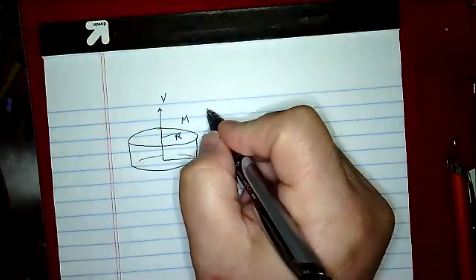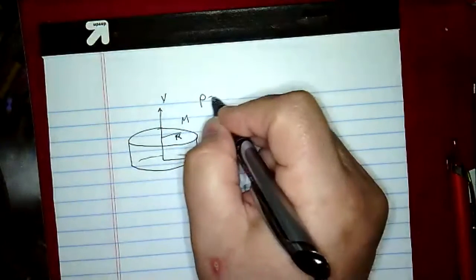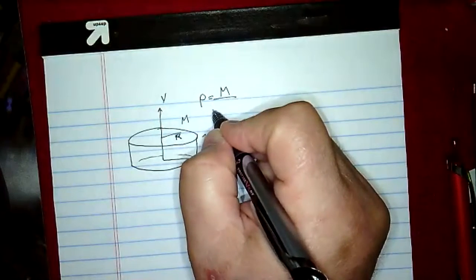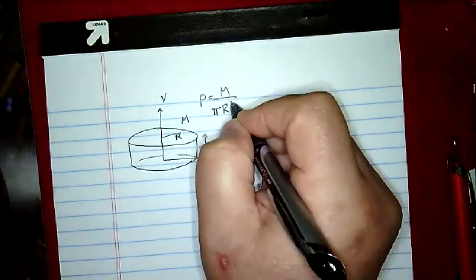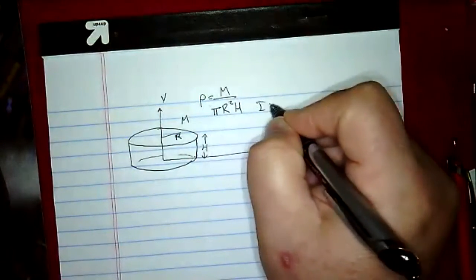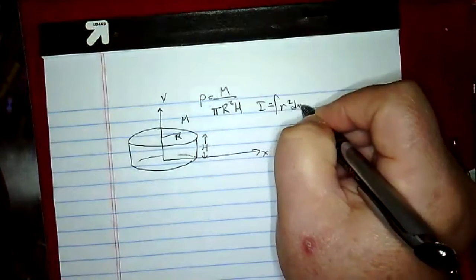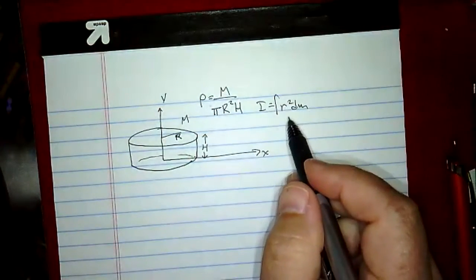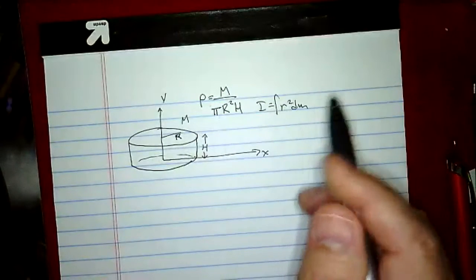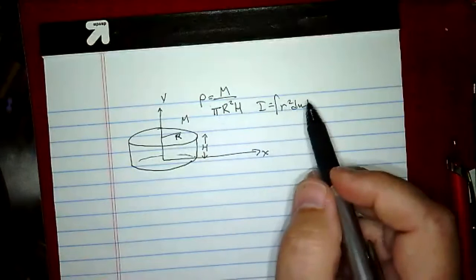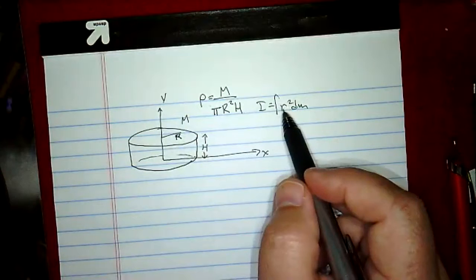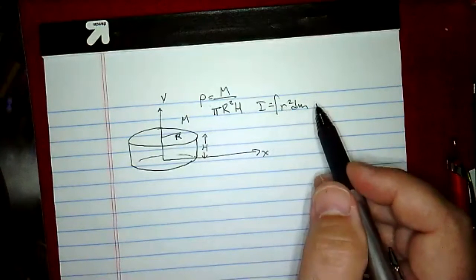So this one I'm actually going to use a volume density. The volume density should be rho, which is equal to the mass divided by the volume, and I think you all can see that that's pi r squared times h. But the moment of inertia, of course, is I, which equals the integral of r squared dm. So this is one of those cases where I don't want to just stack up a bunch of disks and use those as my dm, because that would cause the r to vary by quite a bit from one edge of the dm to the other edge of the dm.